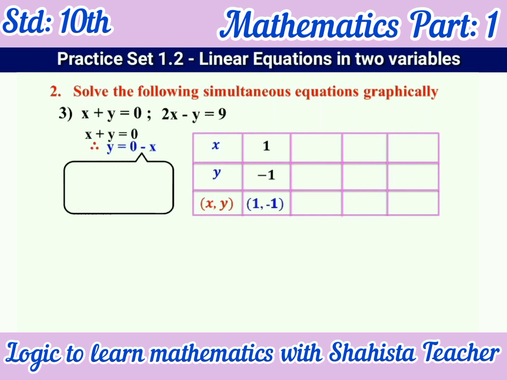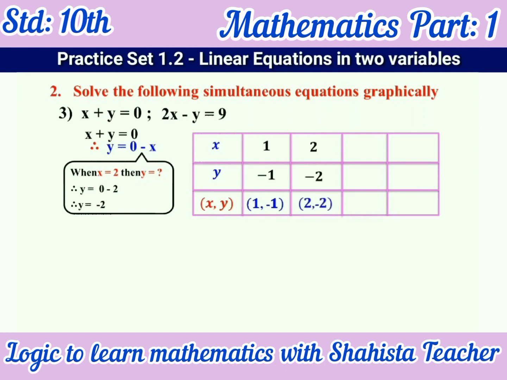Now let's consider x is 2, and we don't know the value of y. So again we will take this equation, y is equal to 0 minus x. So y is equal to 0 minus 2 because x is 2. Y is equal to 0 minus 2, which gives us y is equal to minus 2. So x is 2 and y is minus 2. So here x comma y is 2 comma minus 2.